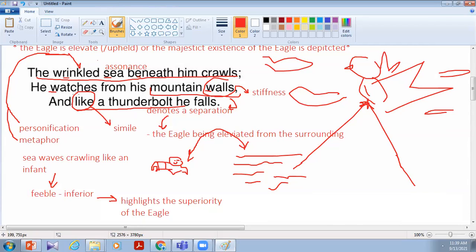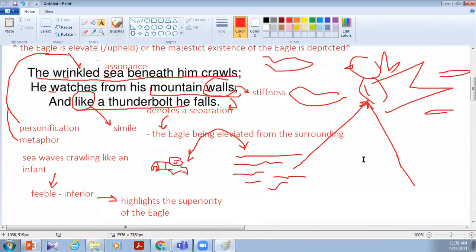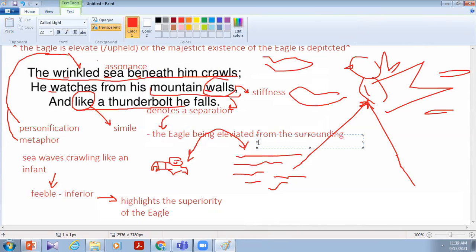One more thing. He watches from his mountain walls. It also gives us this idea, and we can add some more things. That is, you could say independence, right? You can say solitary, staying alone. And you can even say the eagle is a vigilant creature, right? As a vigilant creature, okay?